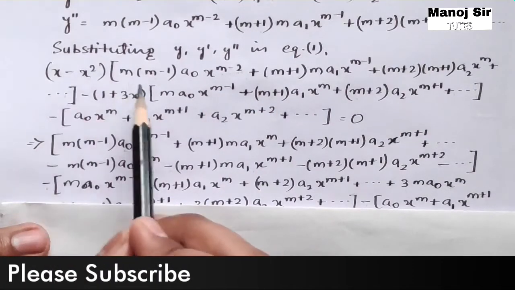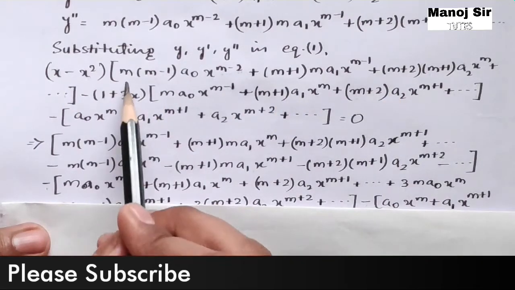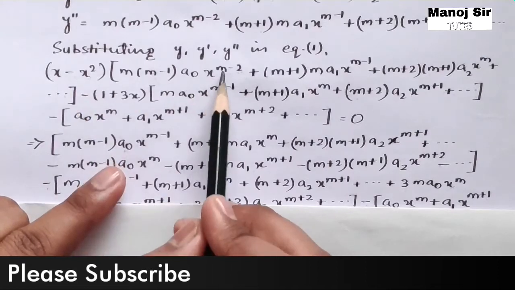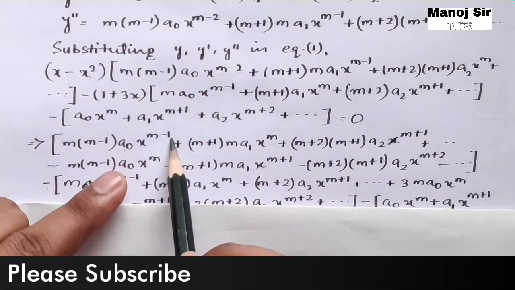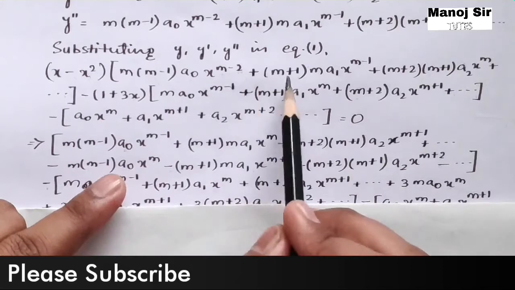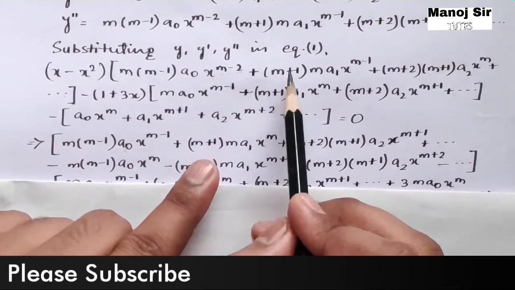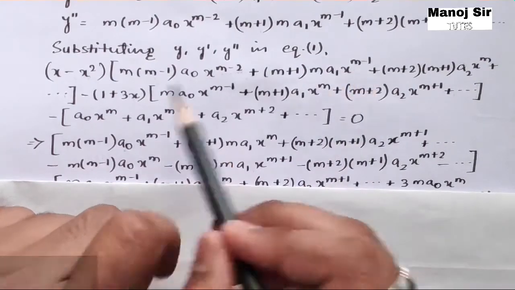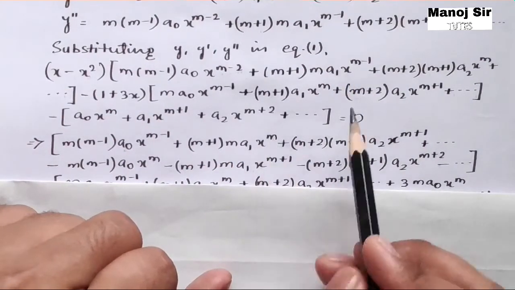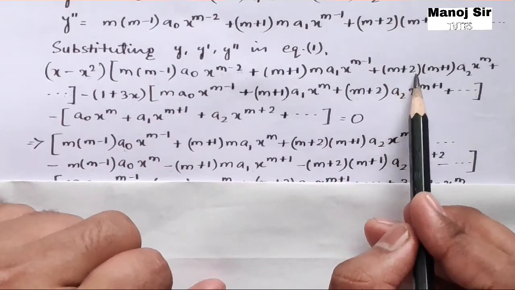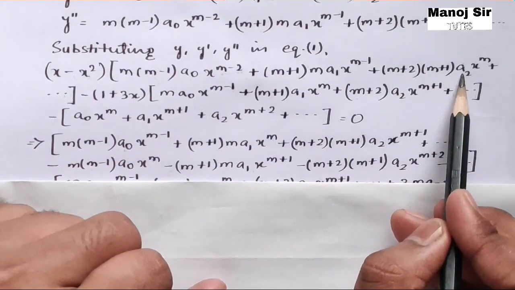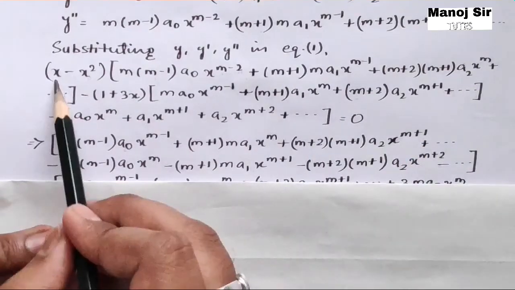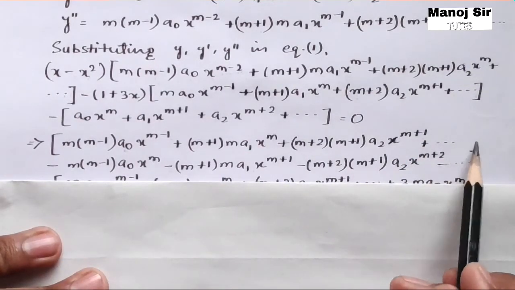First we'll multiply x with all these terms, that is x m into m minus 1 into a naught into x to the power m minus 2 will become x to the power m plus 1. Similarly, if you multiply x with this, you will get m plus 1 into m into a1 into x to the power m minus 1 into x will become x to the power m. Similarly, here you will get m plus 2 into m plus 1 into a2 into x to the power m plus 1, because of this x, plus dot dot dot.